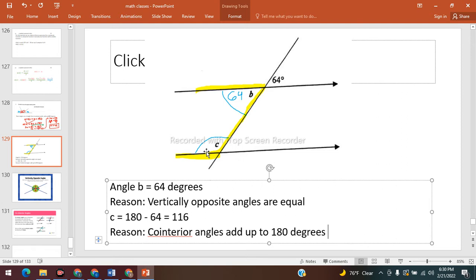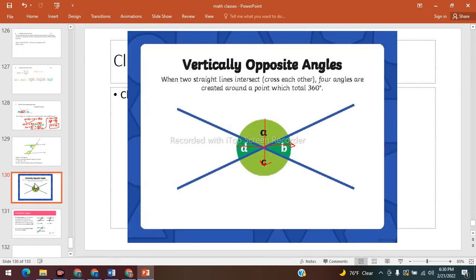Could you put it back on the diagram, please? That's the opposite angles. Vertically opposite. Yes, one second. This one or.